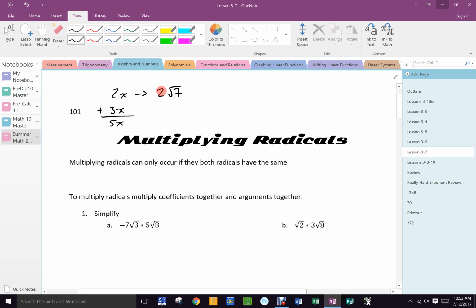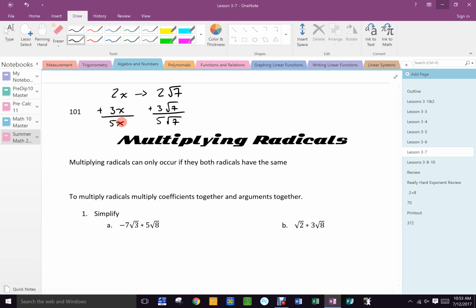Okay. So what would be 2 root 7 plus 3 root 7? 5 root 7. Just because x plus x stays as x. Right? Everybody with me? Okay.